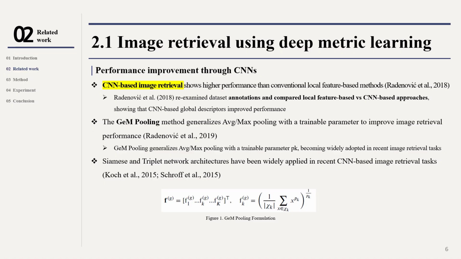CNN-based image retrieval shows higher performance than conventional local feature-based methods. Re-examining dataset annotations and comparing local feature-based versus CNN-based approaches shows that CNN-based global descriptors improve performance. The GeM pooling method generalizes average and max pooling with trainable parameters to improve image retrieval performance. Siamese and triplet network architectures have been widely applied in recent CNN-based image retrieval tasks.